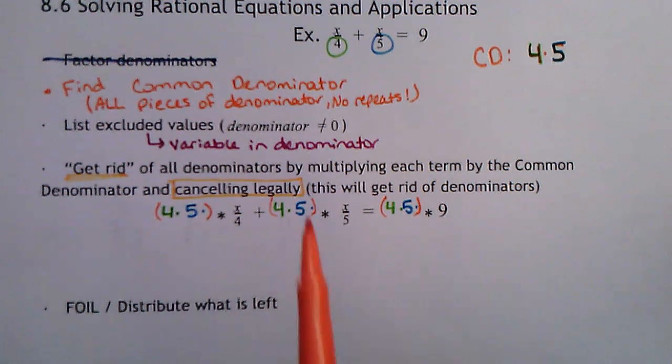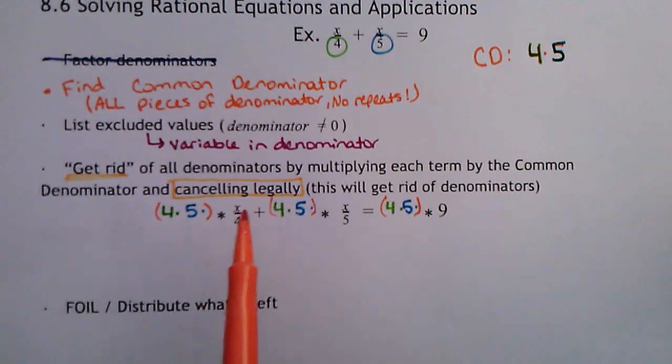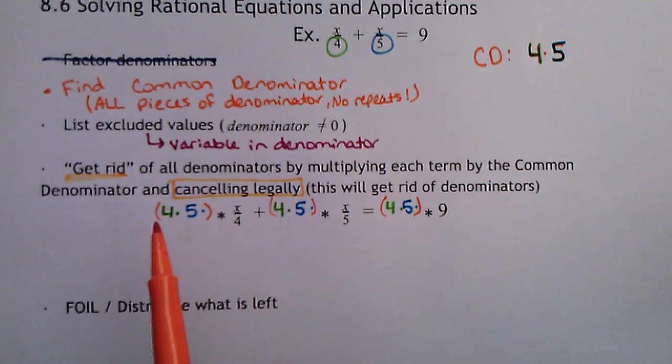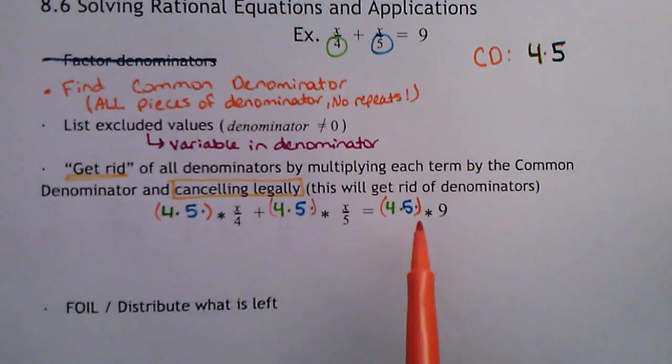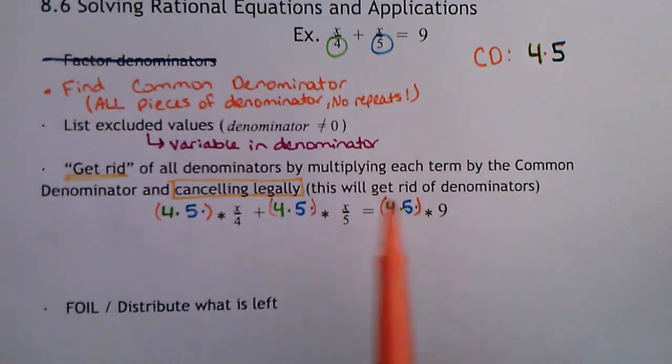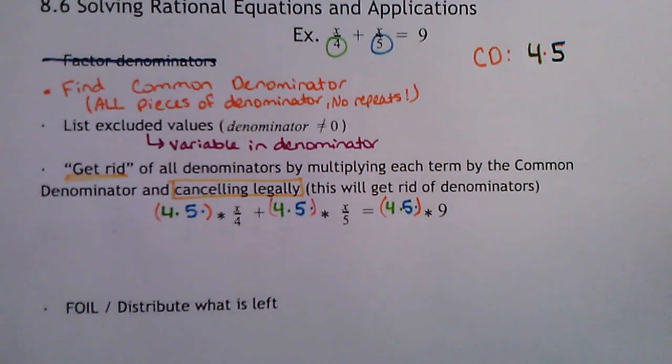So in front of or behind each term, remember terms are separated by plus or minus signs. So x over 4 is one term, so it got multiplied. x over 5 was one term, so it got multiplied. And the 9 was one term, so it got multiplied. So you had 1, 2, 3 terms, so we had to multiply 3 times.